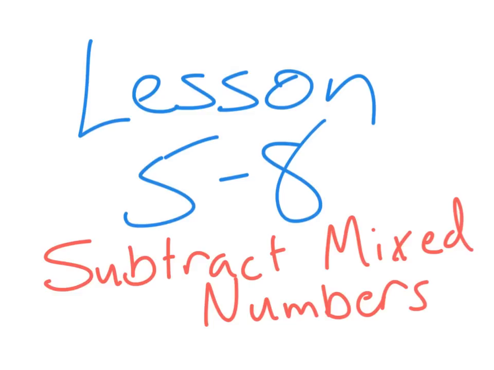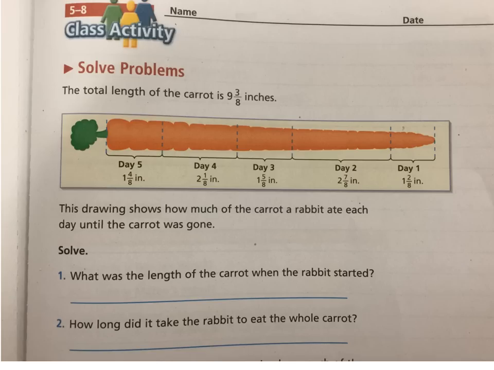Turn in your books to page 193. On page 193, there's a carrot. It says solve problems. Well, the total length of a carrot is 9 3/8 inches. This drawing shows how much of a carrot a rabbit ate each day until the carrot was gone. So, what was the length of the carrot when the rabbit started? The length of the carrot was 9 3/8 inches long, as it says up in the top. 9 3/8 inches. Making my pen a little skinnier. There we go.